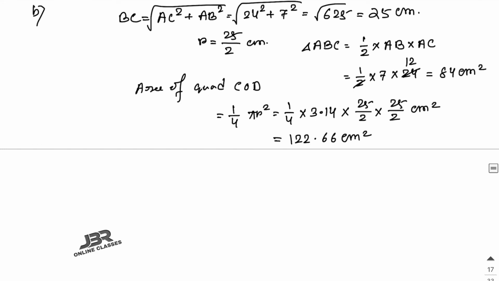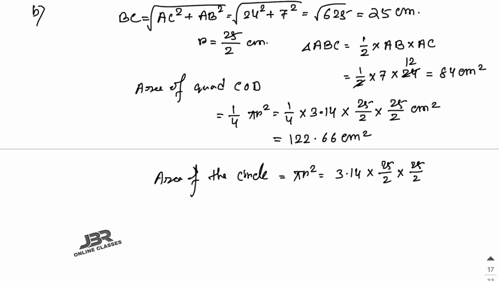So now the area of the circle equals pi r square, that means 3.14 into r square, which is 25 by 2, and then again 25 by 2 centimeter square. So that one equals 490.63 centimeter square.